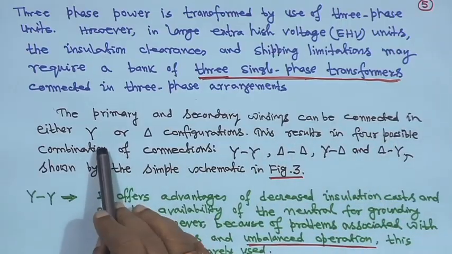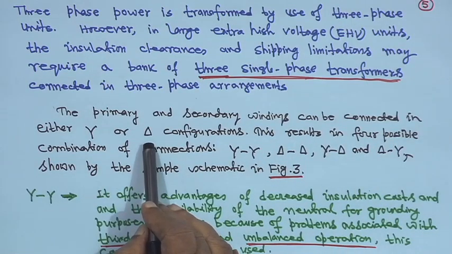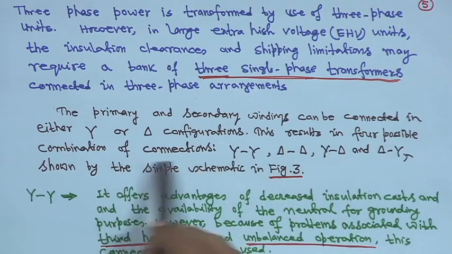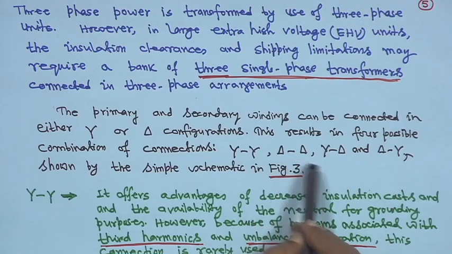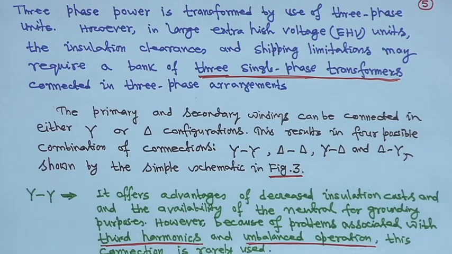So, primary and secondary windings can be connected in either star or delta configuration. This results in 4 possible combinations of connections that I showed you: star star, delta delta, star delta and delta star, as shown in your figure 3. That means I have shown you all these combinations.